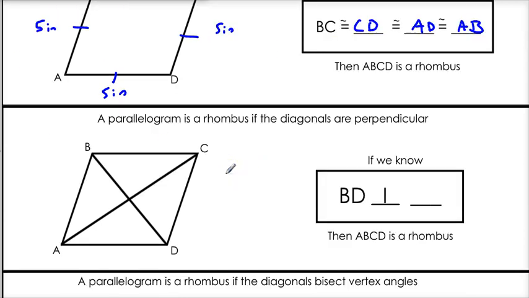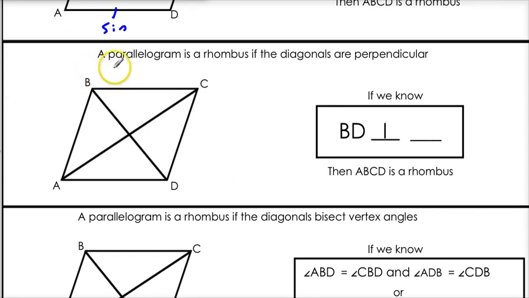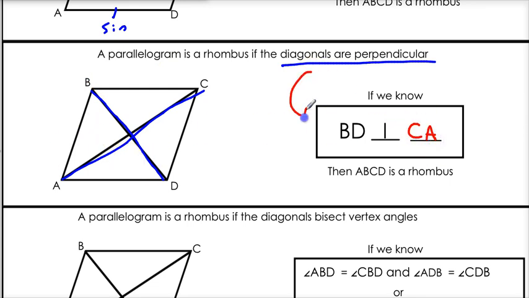You get the point. Now the second thing we know is that a parallelogram is a rhombus if the diagonals are perpendicular. So my diagonals are BD and CA. If BD was perpendicular to CA, which is the other diagonal, then we know that this must be a rhombus, okay? So if the diagonals are perpendicular, meaning they create 90-degree angles right here, then we know that this must be a rhombus. Okay, so we got two properties. All sides are congruent and diagonals are perpendicular.